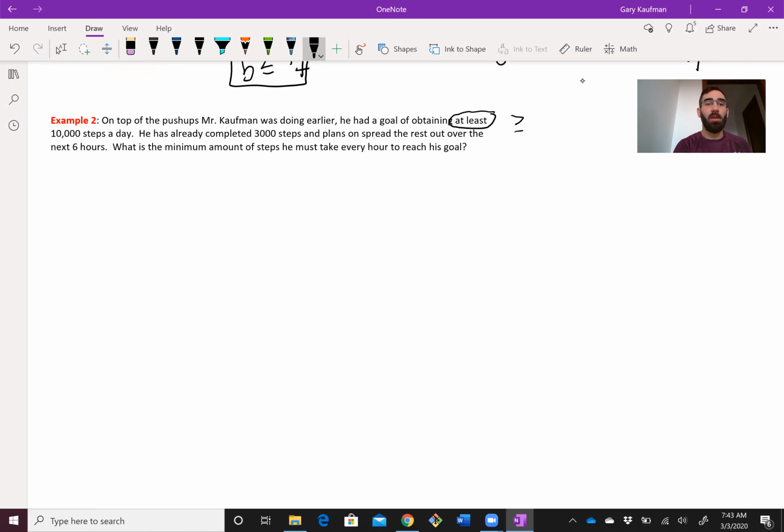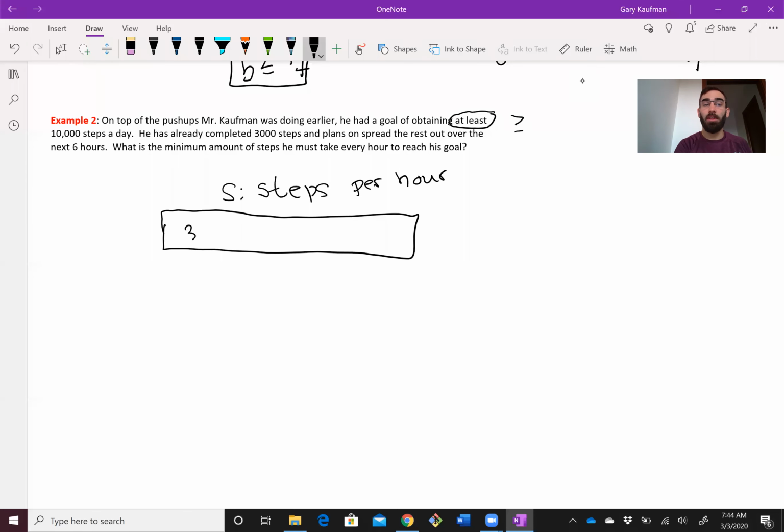So let's go with S, steps per hour. I'm going to draw a diagram again to show what I already have. So I already have the 3,000. And then I have the steps per hour. Well, there's 6 hours, so 6S. And this I now need to be greater than or equal to 10,000, to have at least 10,000. So we can write the inequality, 3,000 plus 6S is greater than or equal to 10,000.